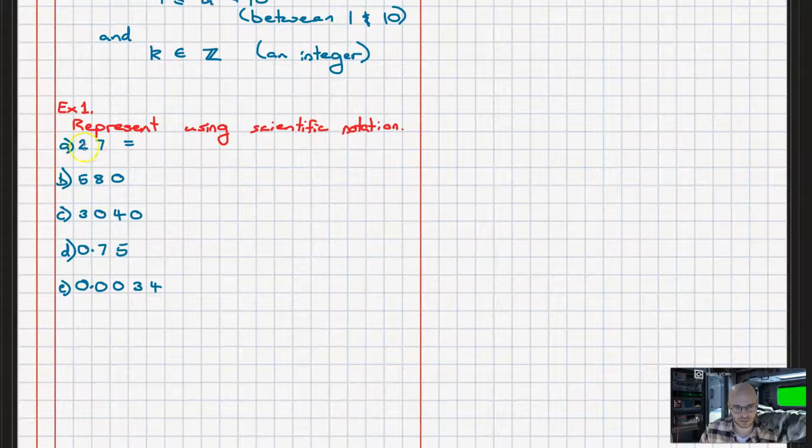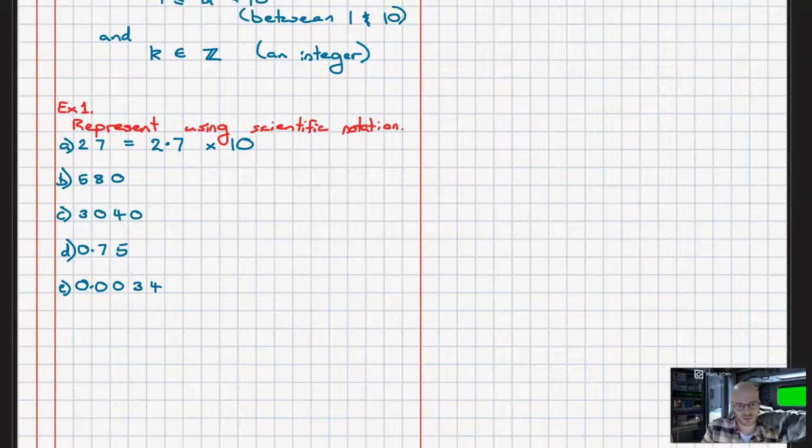So first thing we need to think of is how can we modify 27 to be between 1 and 10? And the way we can do that is we can rewrite 27 as 2.7. So now it's between 1 and 10. But if we're changing the value of this number here, then we also need to multiply it by something. So times 10 to the something.